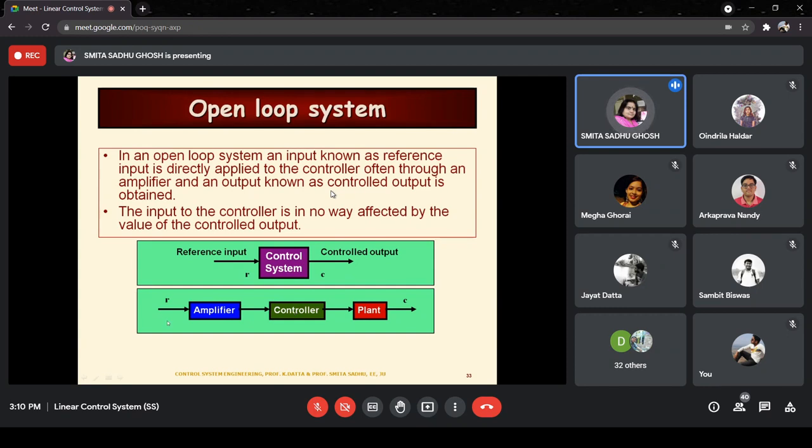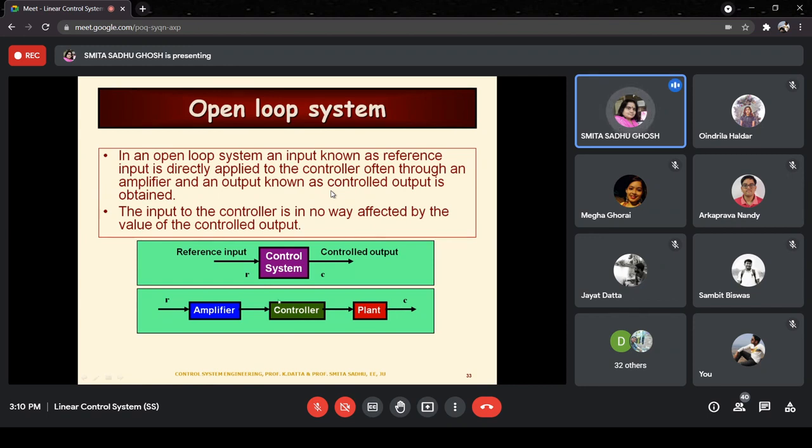So on the basis of only the reference signal value, the controller will generate a signal and send it to the plant. On the other hand, we will see that in case of a closed loop system, the controller has a more serious task to perform, in the sense that the controller looks at not only the reference input, but also the controlled output, and then, comparing between the two, it has to give a particular signal to the plant such that a desired output is obtained.